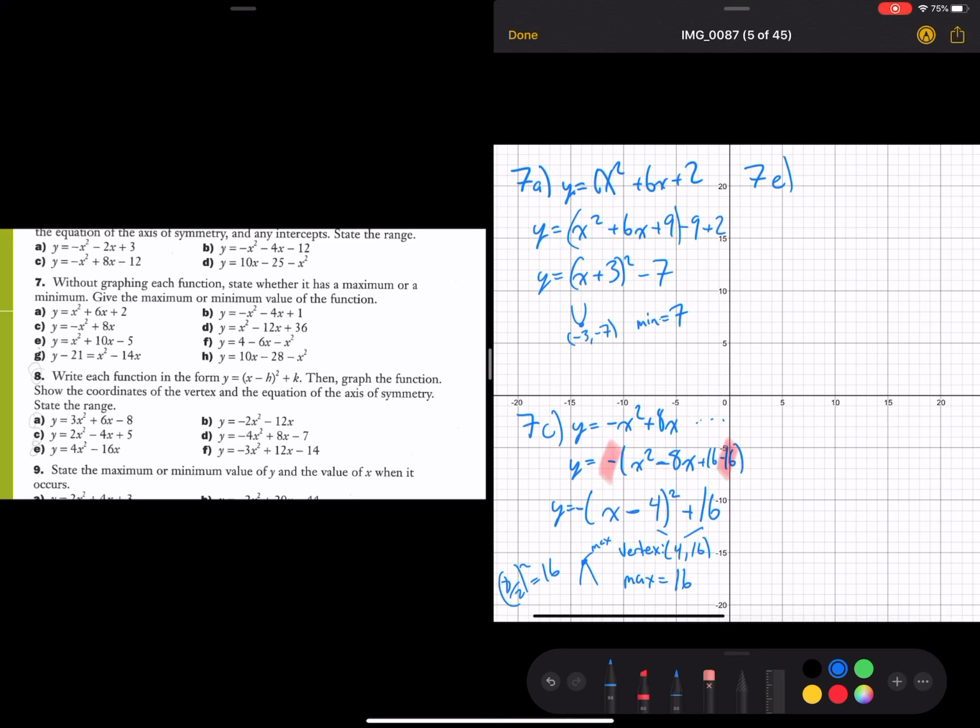Finally, let's do E. Y equals x squared plus 10x minus 5. It's already positive, so it's going to be opening upwards. So, ask yourself, what do we have to add to make it a perfect square? Divide 10 by 2. 10 divided by 2 is 5 squared, which is equal to 25. So we're going to add 25, subtract 25, and minus 5.